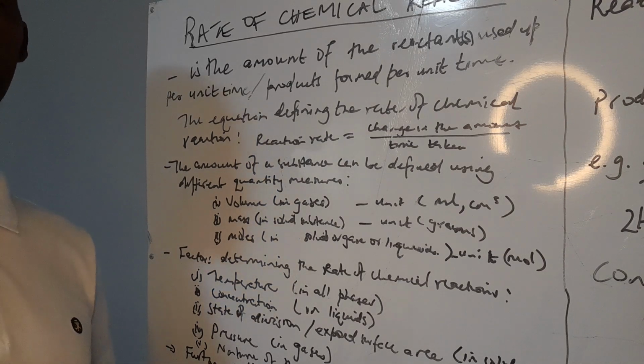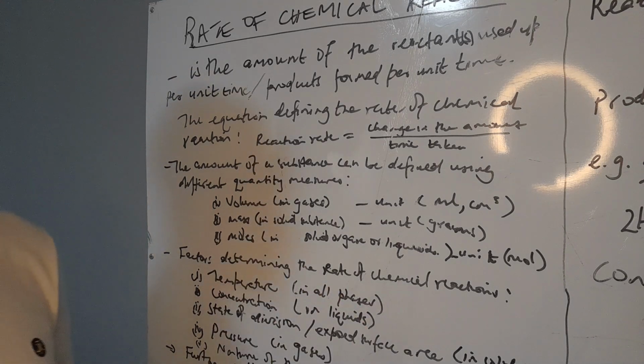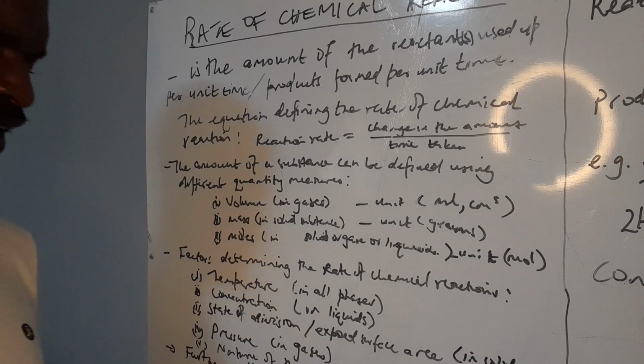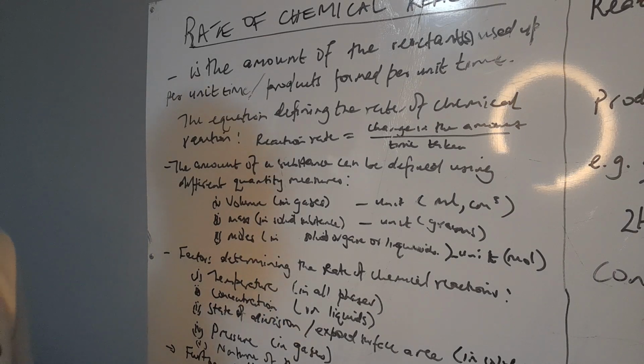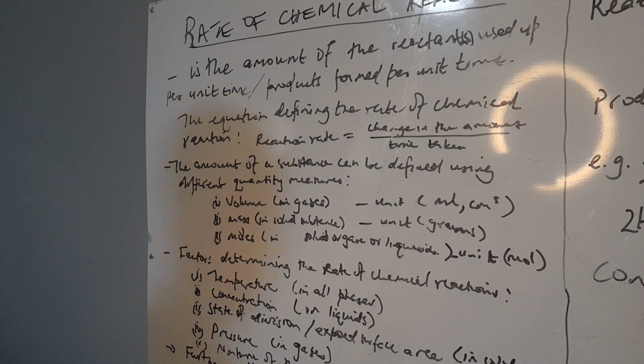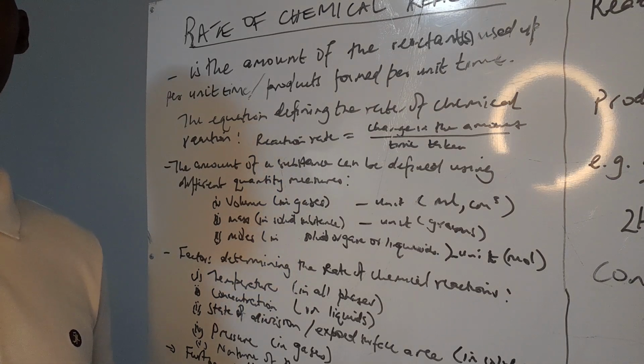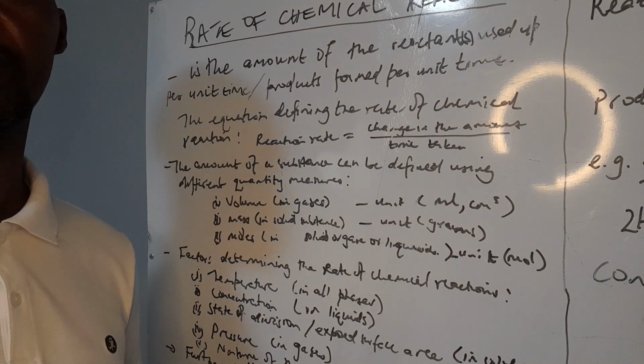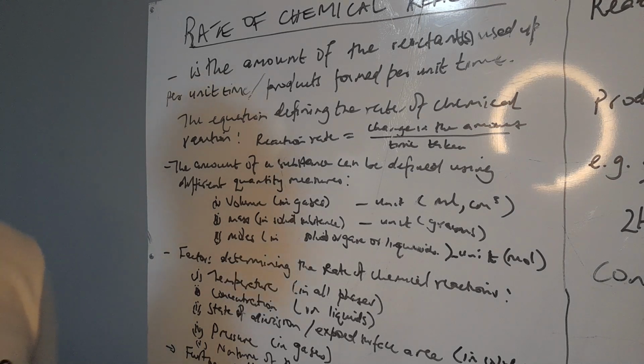State of division: the higher the state of division, or the larger the exposed surface area, the higher the reaction rate. And the lower the state of division, or the smaller the exposed surface area, the lower the reaction rate. In gases, the higher the pressure, the higher the reaction rate, and the lower the pressure, the lower the reaction rate. As explained in the nature of a substance, some substances naturally will react slower because of their nature, and some will react much faster.